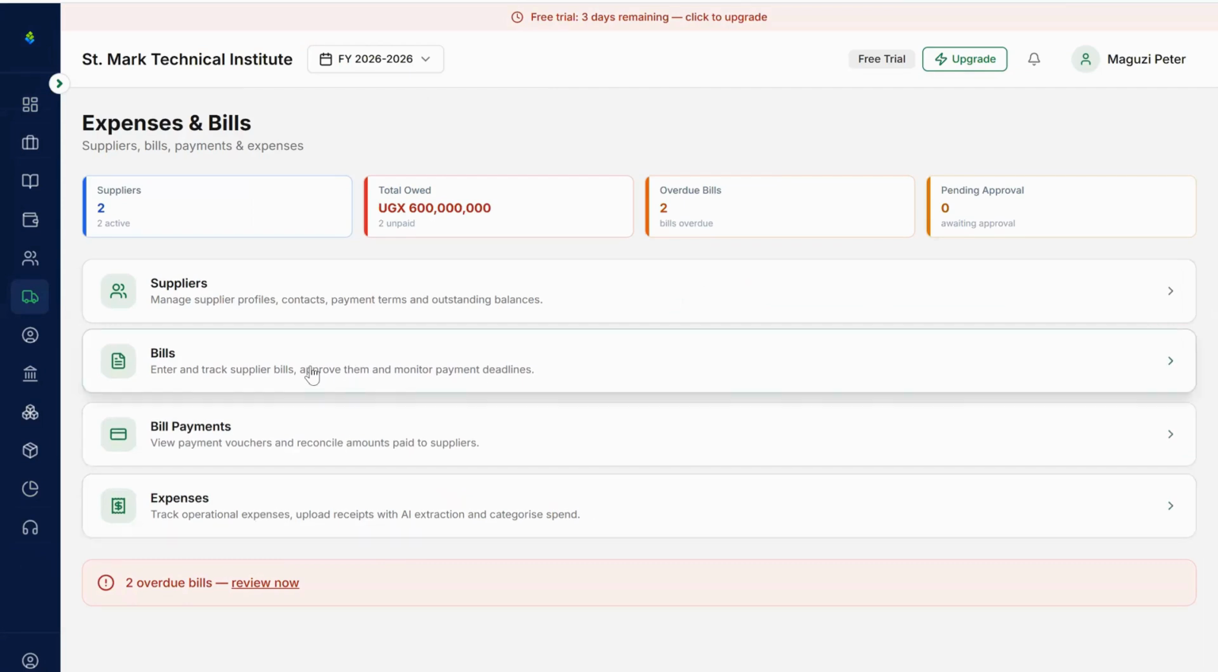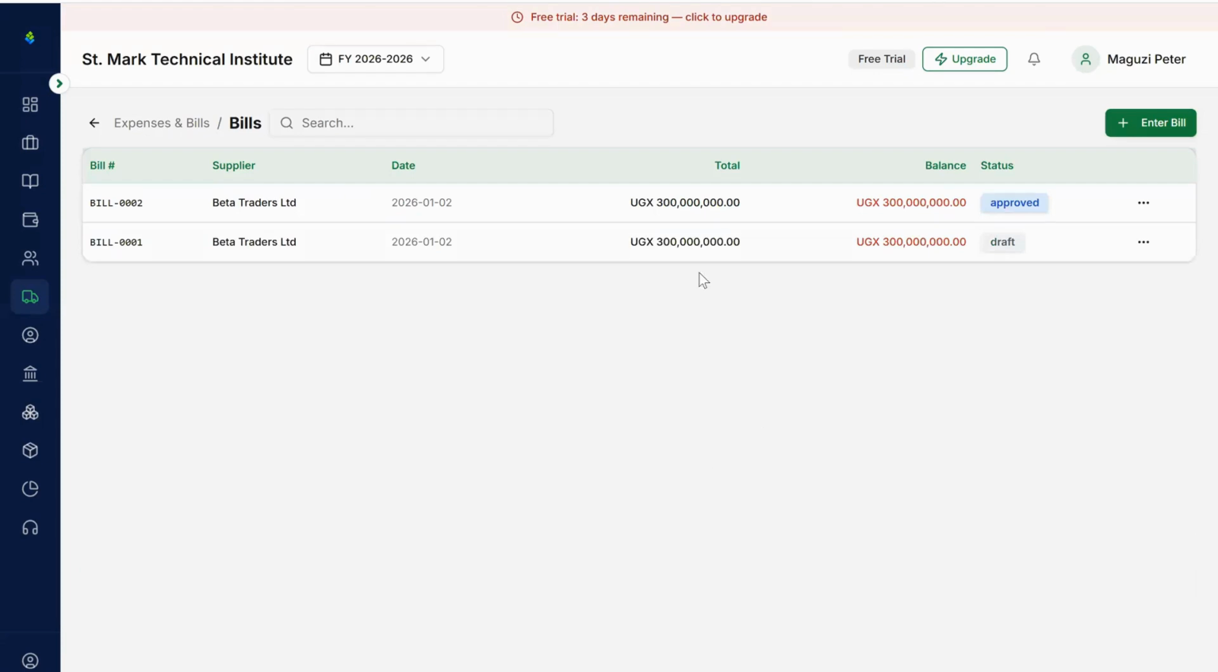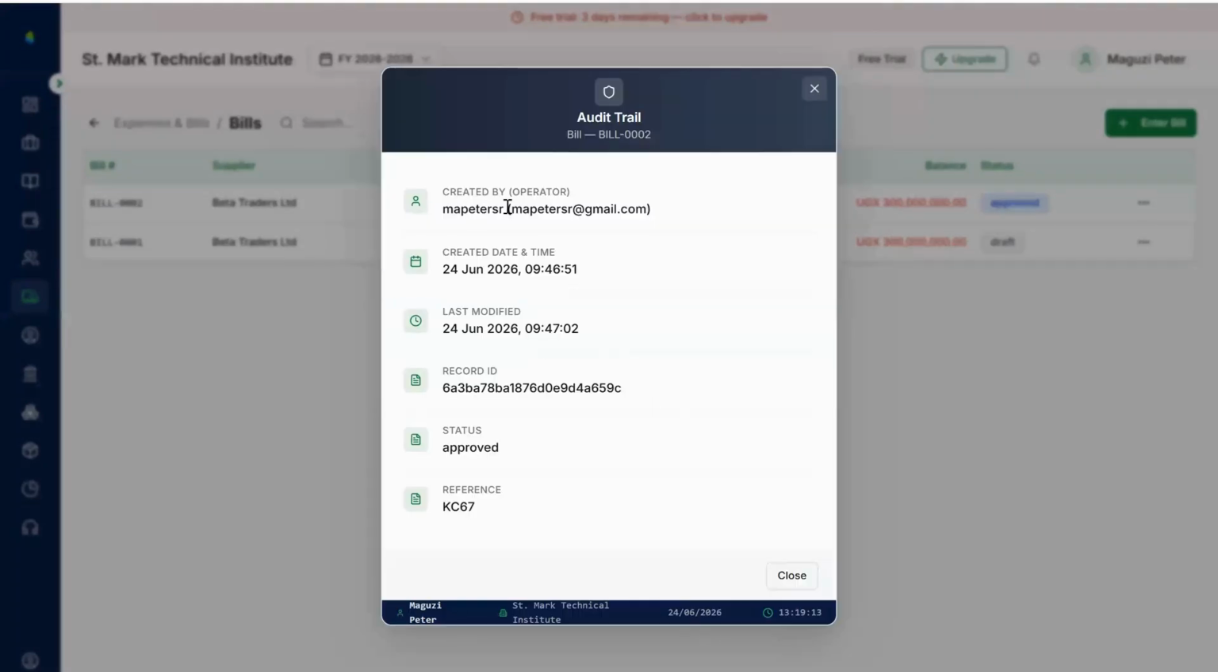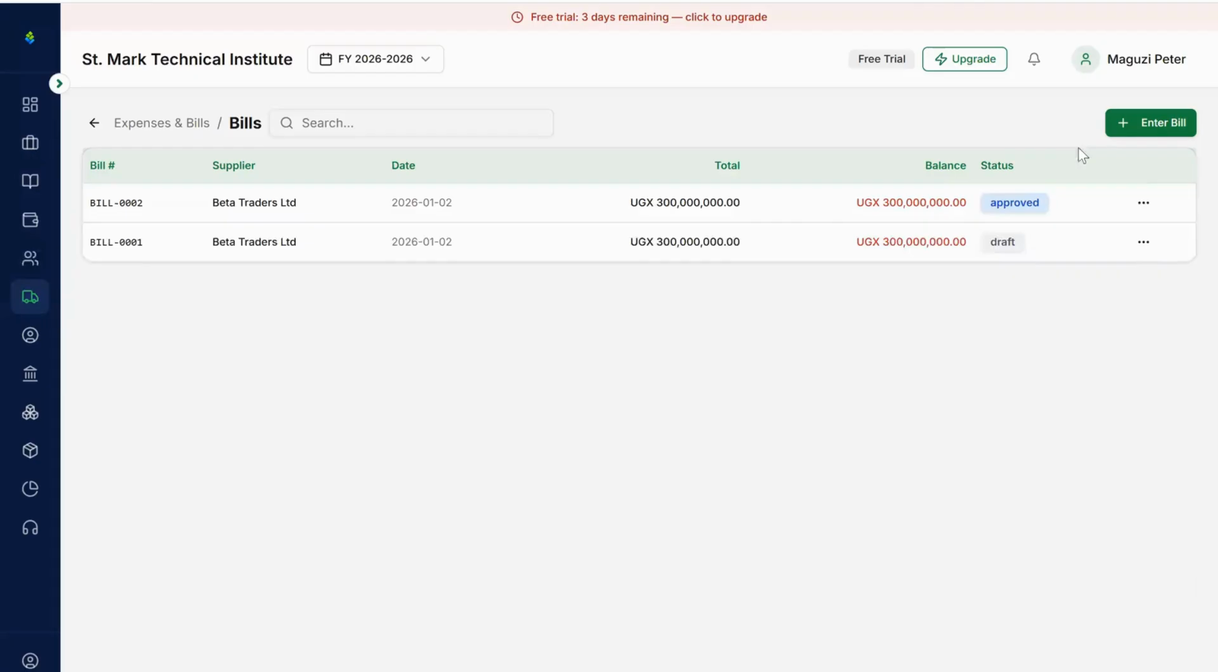So to enter the bill, we shall come to the bills functional area, click on that, and here, as you can see, we have some that have been entered. Don't mind about this. This is already beta traders that I had to work on. Of course, when you see it has been approved, I can only audit it to see who entered it. That is the other thing I need to talk about when it comes to Books accounting software.